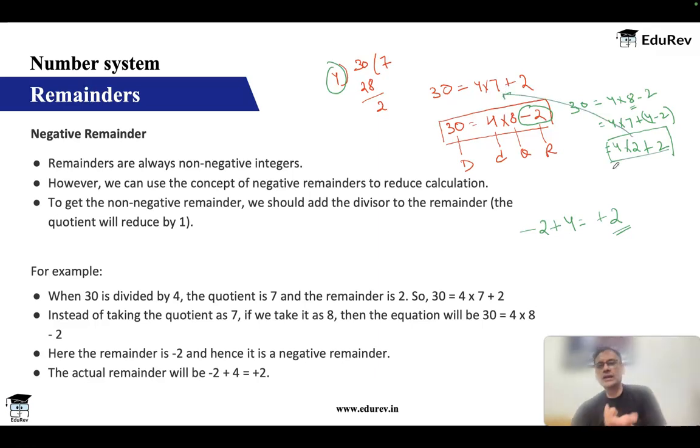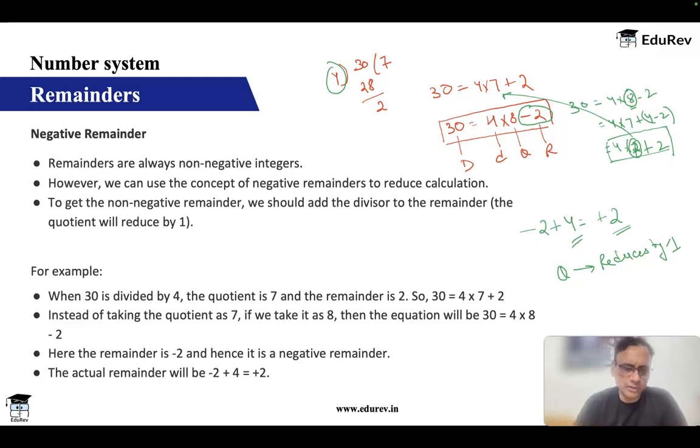So whenever you get a negative remainder, you add the divisor to it, and in the process your quotient also reduces by 1, though we are not bothered with the quotient most of the time. So here if you see, when we had a negative remainder, my quotient was 8. When it was converted to a positive remainder, your quotient has become 7. So your quotient will reduce by 1 when a negative remainder is converted to a positive remainder.